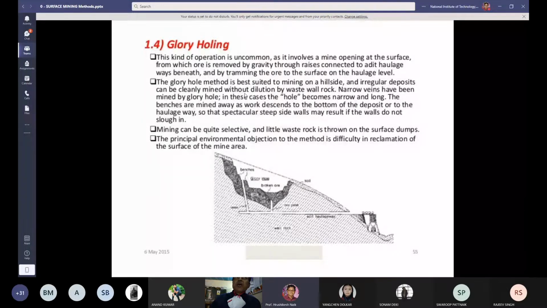The glory hole mining method is best suitable to mining on a hillside deposit.